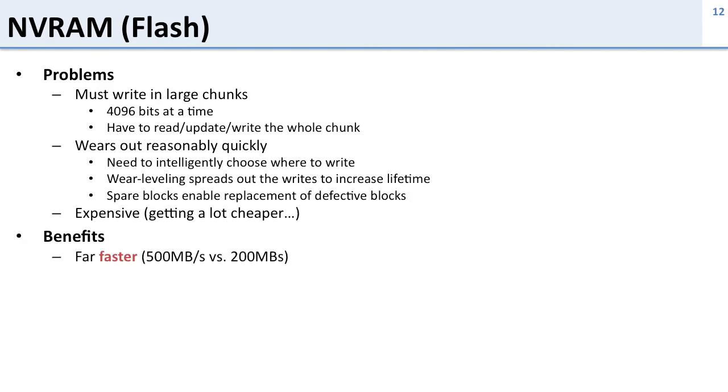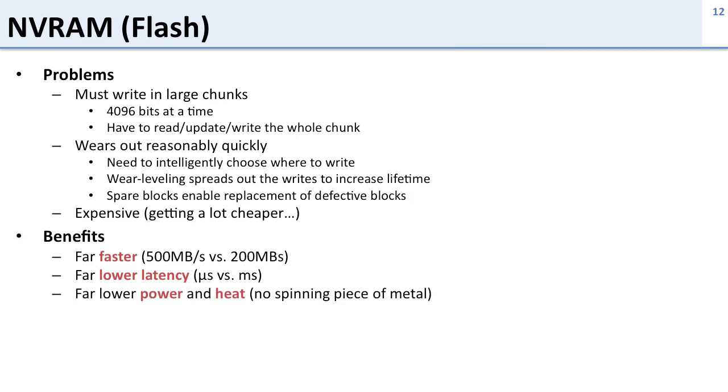So what are the benefits of flash? Well, it's far faster. We saw the throughput is much greater than a hard disk, and it has enormously lower latency. Flash latency is on the order of microseconds versus milliseconds for hard disks. And the real big one here is that it's lower power and heat. In a hard disk, you're spinning a piece of metal, which generates a lot of heat. So flash is much better here.